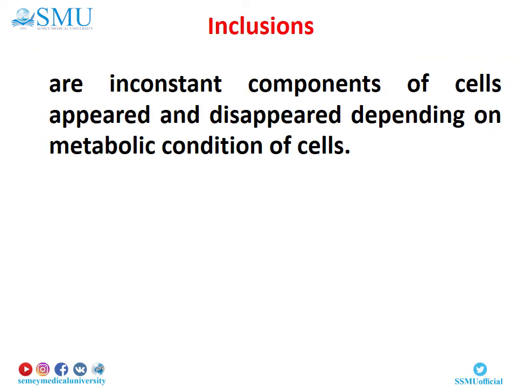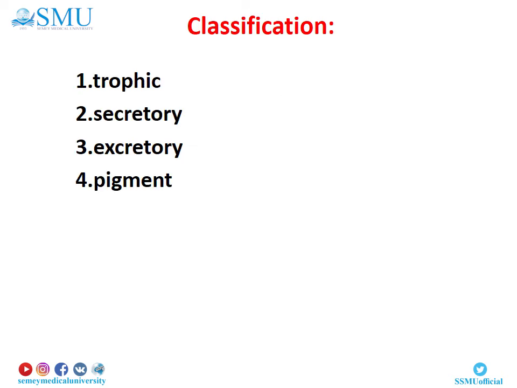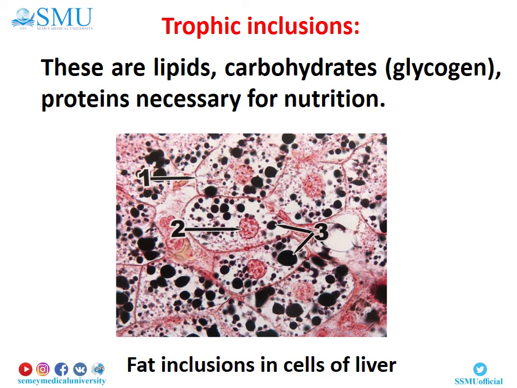Inclusions. Inclusions are inconstant components of cells, which appear and disappear depending on the metabolic condition of cells. Classification of inclusions. They are classified into 4 types: trophic, secretory, excretory, pigment.